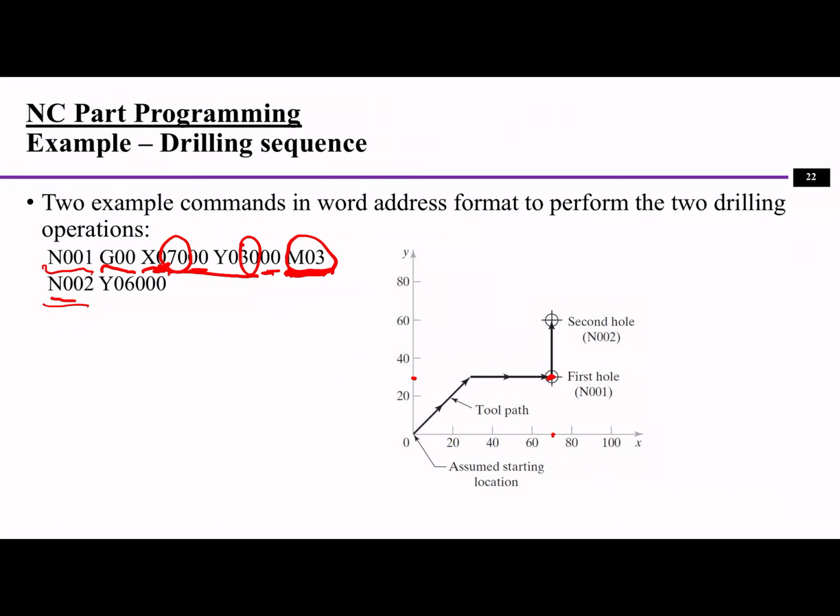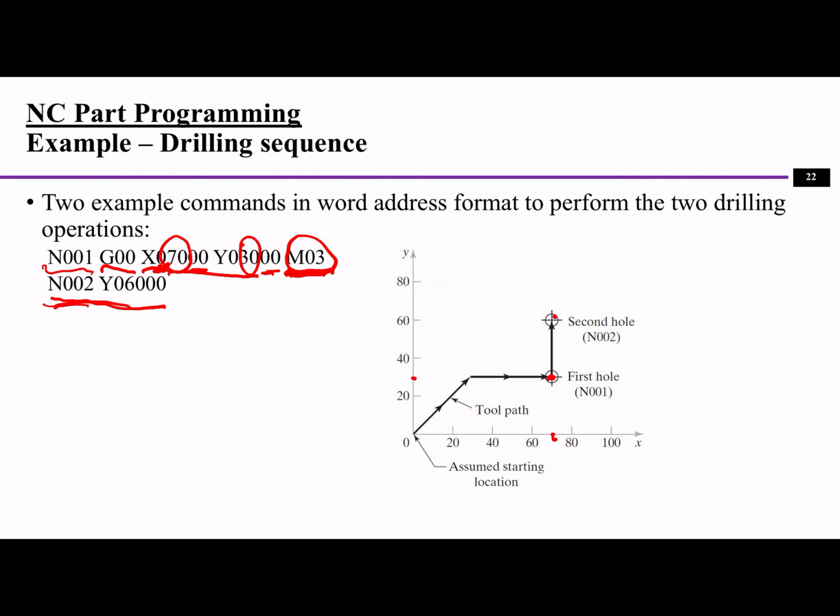And then the second code will be Y60, right? Then I'm going to move Y to Y60. It means we are keeping X the same, right? X is still the same, but I'm moving the Y to 60. So this is how it works, right?